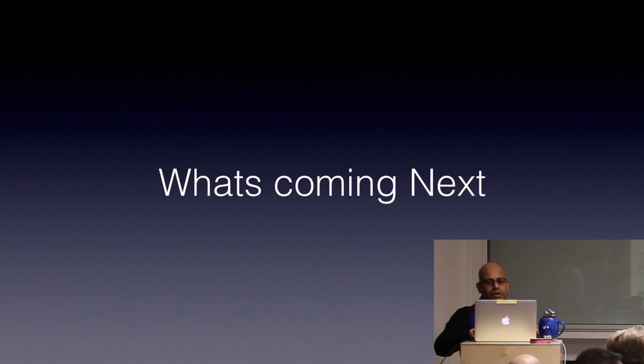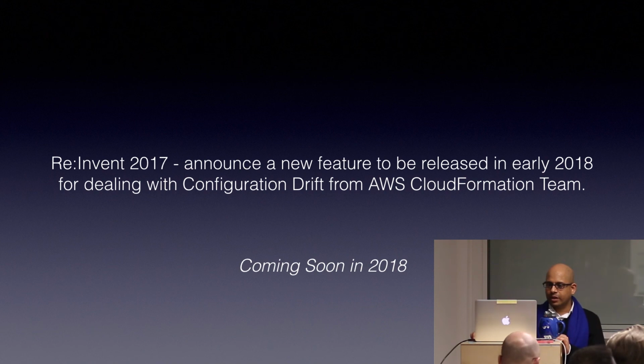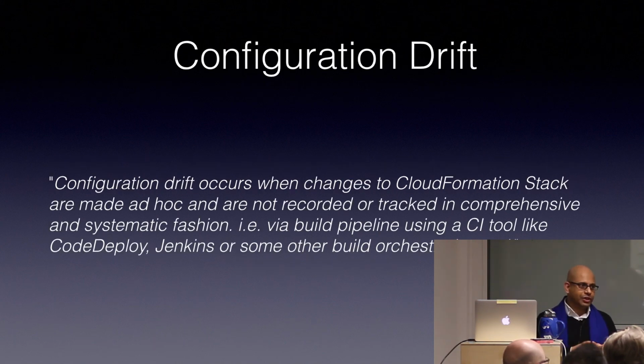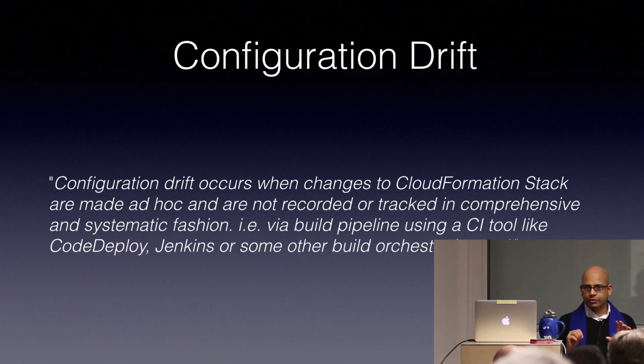One other thing I wanted to talk about was what's coming up next in CloudFormation. At re:Invent, they mentioned something called configuration drift, and this is going to be released sometime early 2018. They haven't actually released it, but it was mentioned and they do a demo. I've put the link in the GitHub, and it's definitely worth watching. What is configuration drift and why is it important? Because CloudFormation doesn't stop you from making changes to your resources.